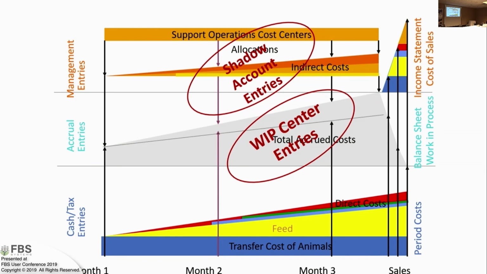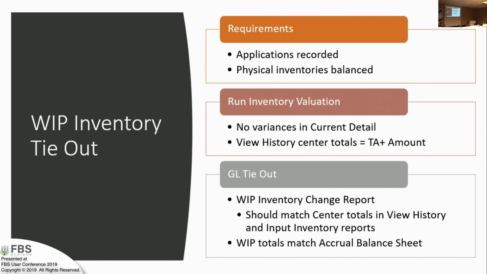and recalculate and it regenerates the entries. So these are WIP center entries, and these are shadow account entries, and for each general classification we have basically the assignment account, the internal account to say I'm going to reduce costs, and it's actually a contra expense account. It isn't an income account, but it's moving costs from support operations into work in process.